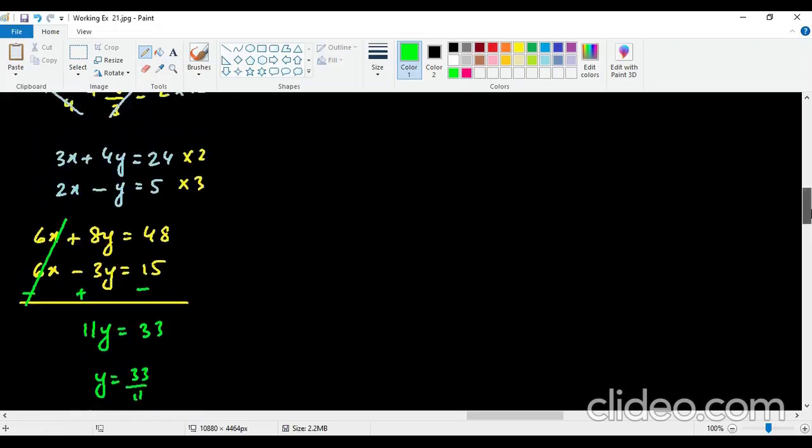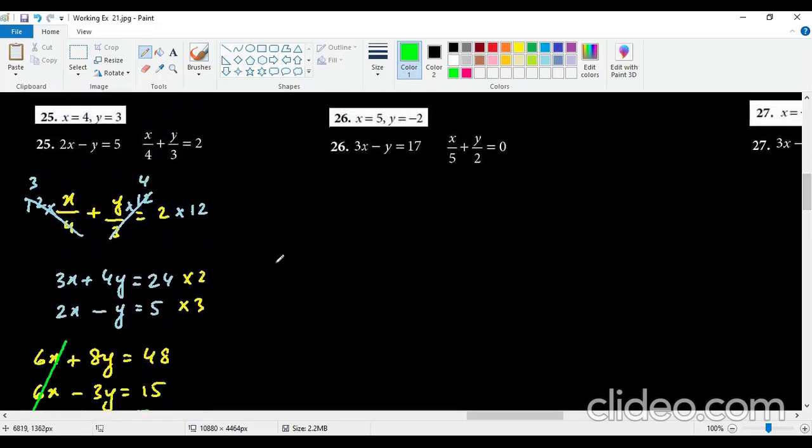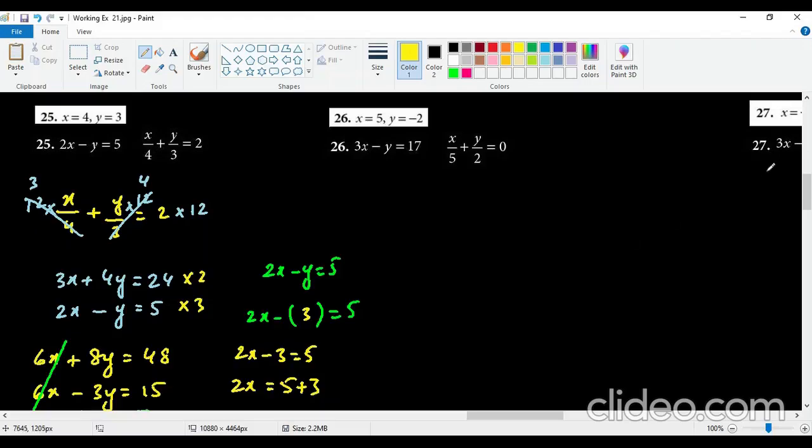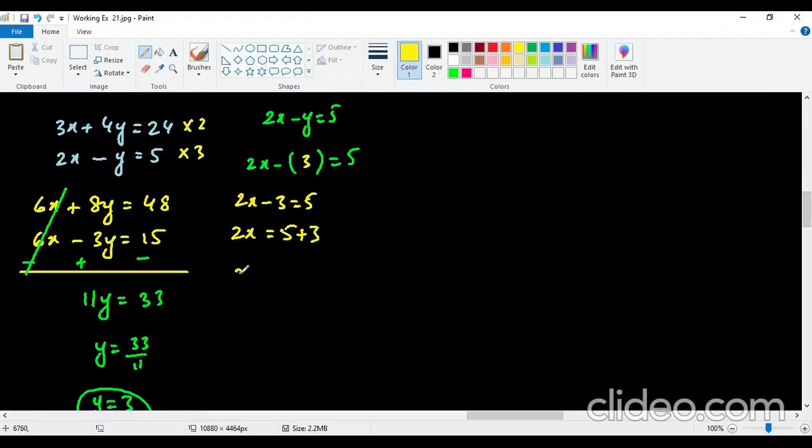Now I'll find the value of x. From 2x minus y equals 5, I will replace the value of y with 3. So 2x minus 3 equals 5. So 2x will be equal to 5 plus 3, which gives us 8. 2x equals 8, and x will be equal to 8 divided by 2, which in turn is 4. And this is the required answer.